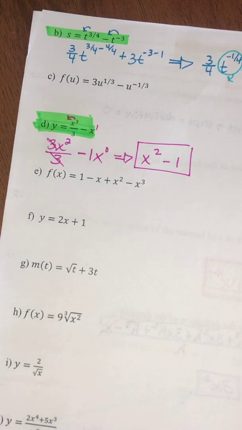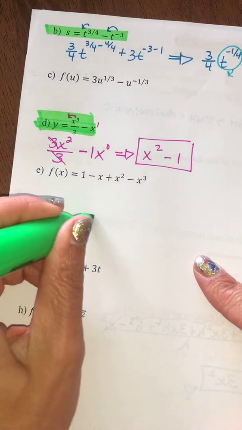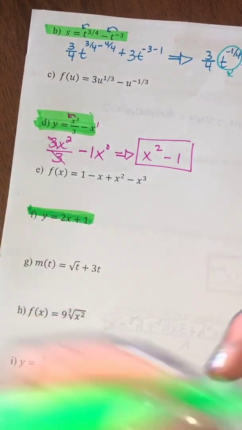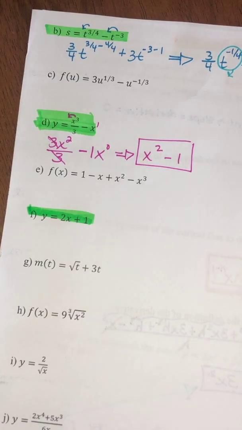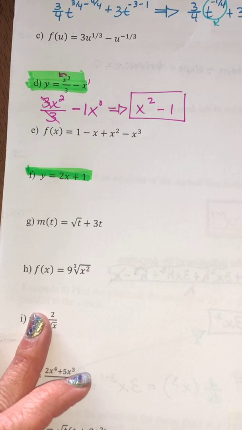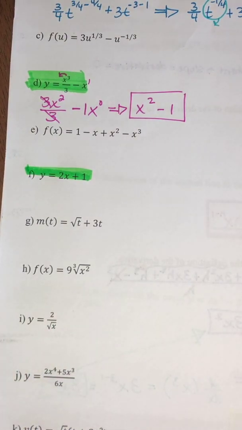Okay, next one, we're skipping E, we're gonna do F. I got new highlighters because they were on sale at Target. I had a cartwheel coupon off, and so I'm like using all my colors because I like colorful things.